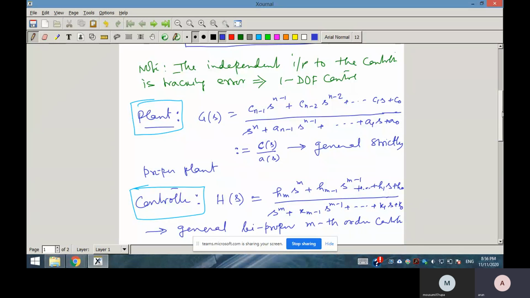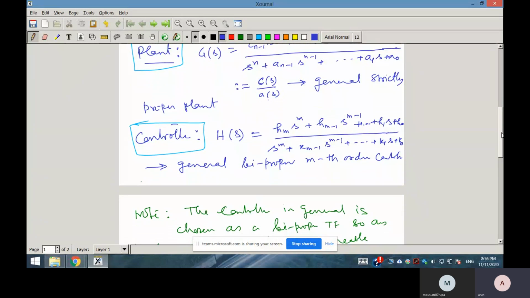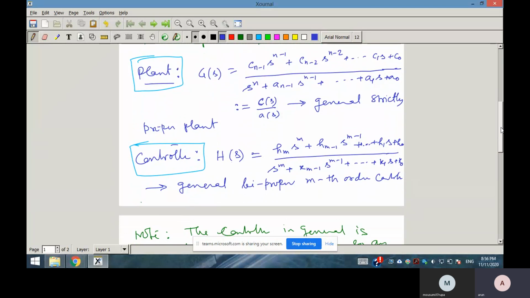So now, if you have G(s) as the plant and H(s) as the controller, what is the closed loop characteristic equation, and what is the order of the closed loop characteristic polynomial?